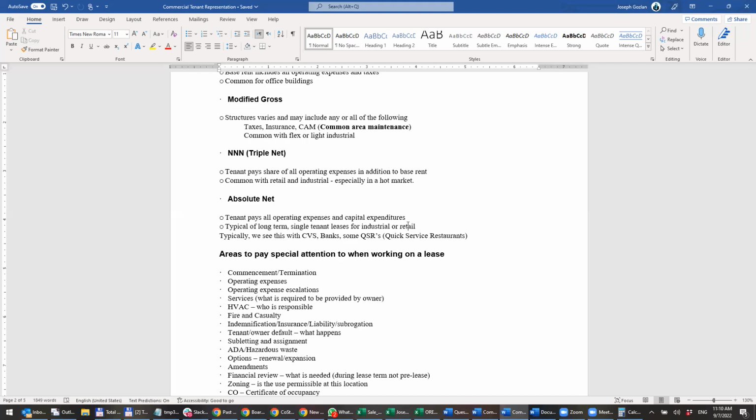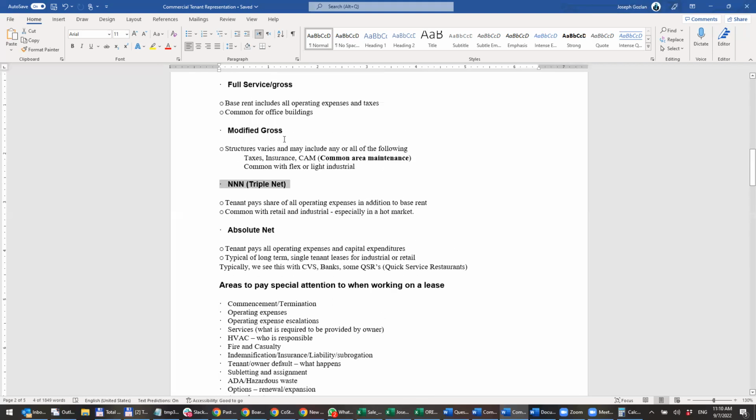Now, they're not doing that out of the kindness of their hearts. Obviously, when you have an absolute net or zero landlord responsibility, the lease is going to represent a much lower cap rate than the triple net, which will represent a lower cap rate than the modified gross, which will represent a lower cap rate than the full service.